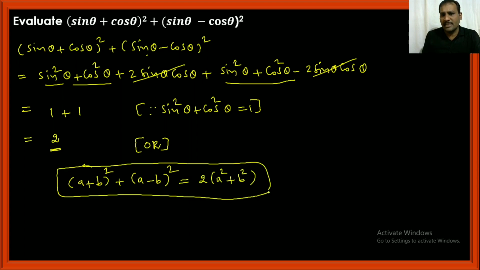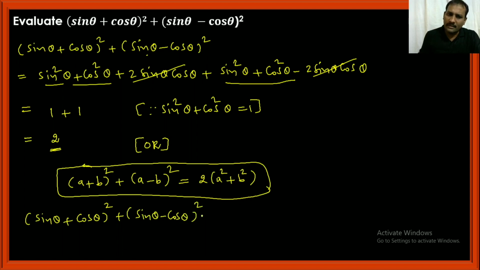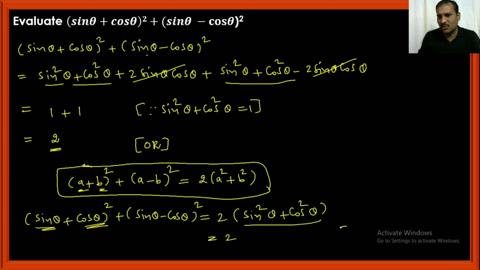So the given problem is in the form of LHS. So you can write it as (sin theta plus cos theta) whole square plus (sin theta minus cos theta) whole square is equal to, in place of a we have sin theta, in place of b we have cos theta. So 2 into (a square plus b square), right side also you replace these values, that is sin square theta plus cos square theta. We know that this is a trigonometric identity whose value is equal to 1. So in place of this you write 1. 2 into 1 is equal to 2. So anyways you will get the same answer.